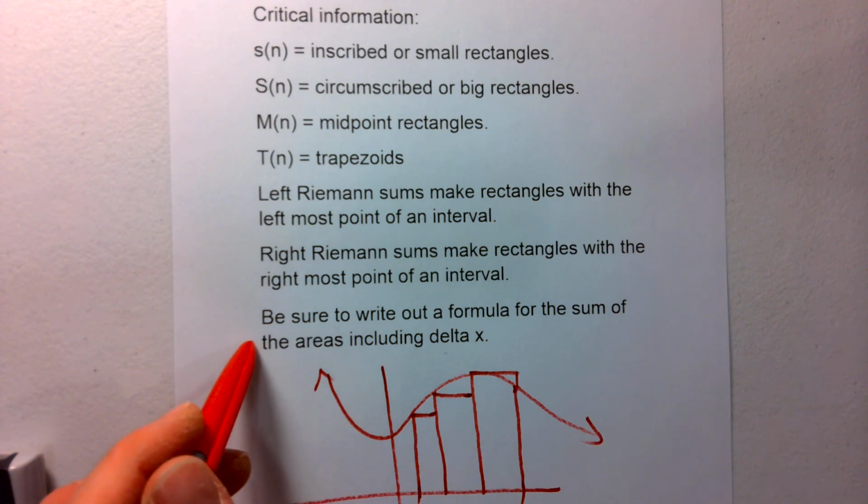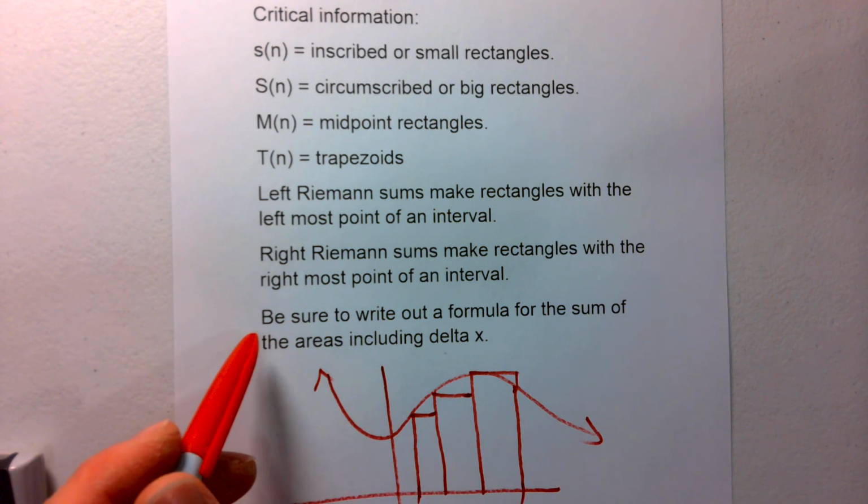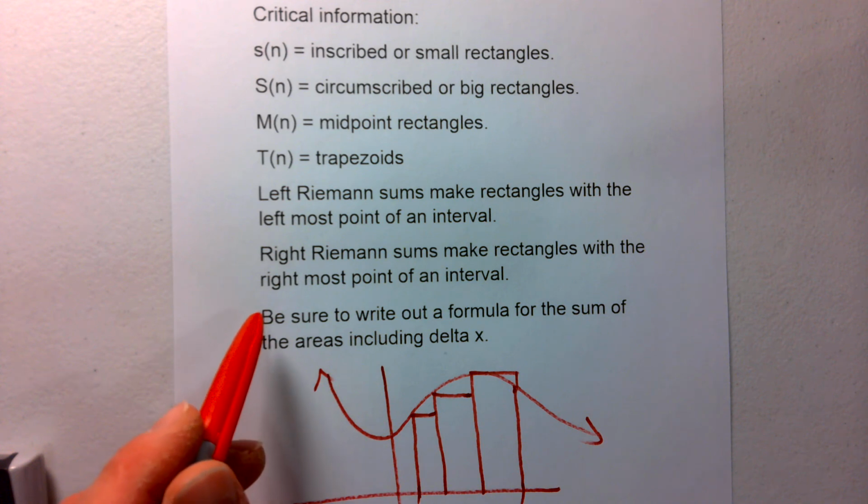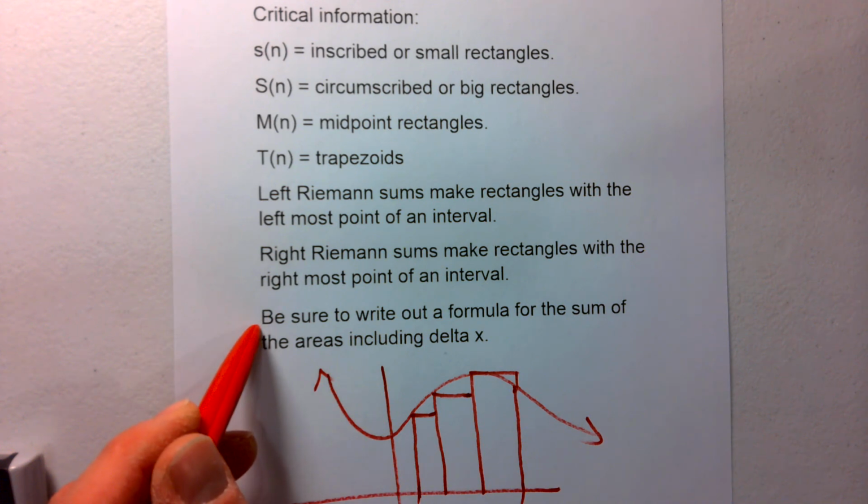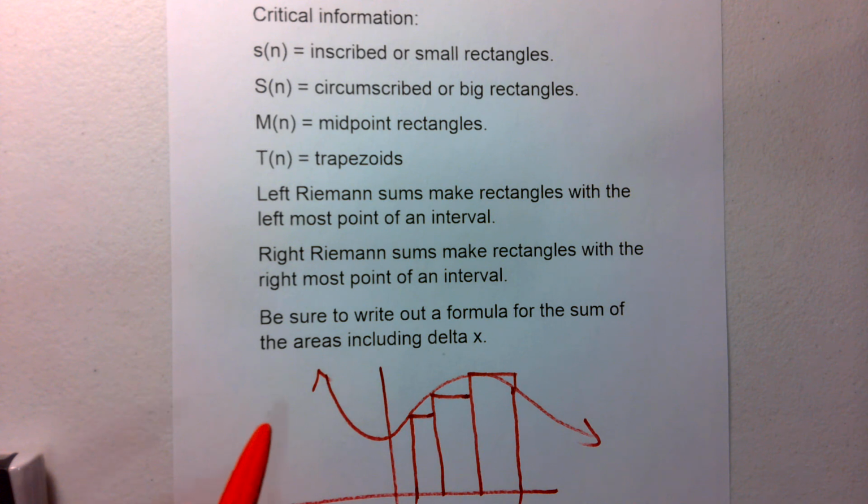All right. So then also be sure to write out your formula for the sum of the areas. This is really the thing that I'm going to be looking for, especially having that delta x in there. So write out the equation or the formula for me and throw it into the calculator in order to be able to find those areas.